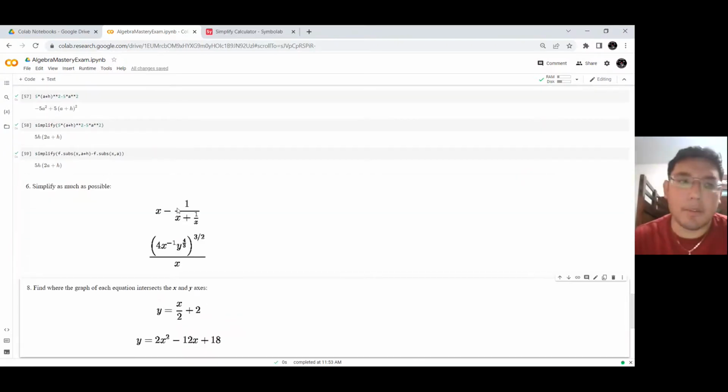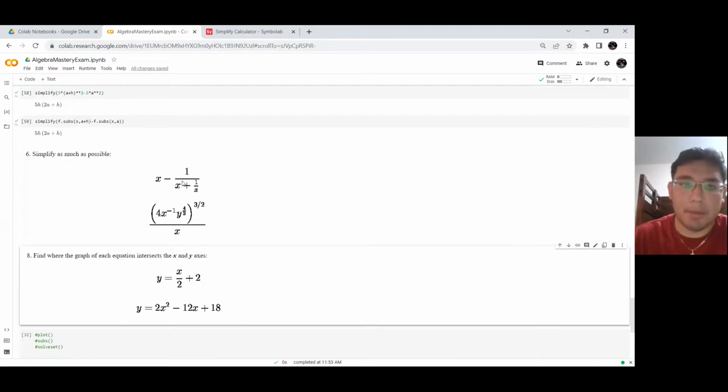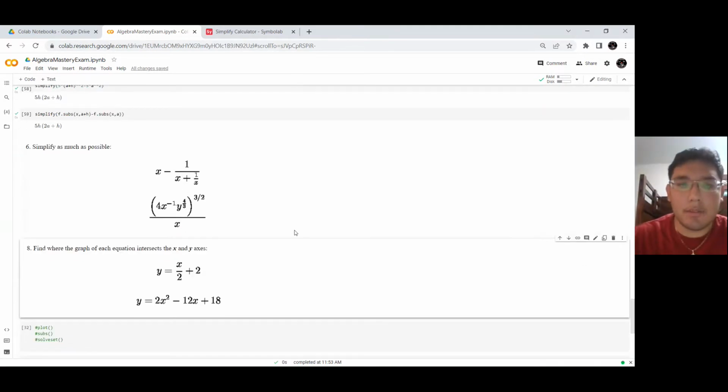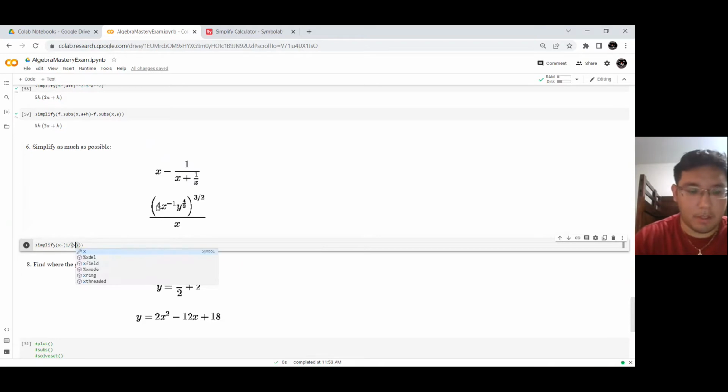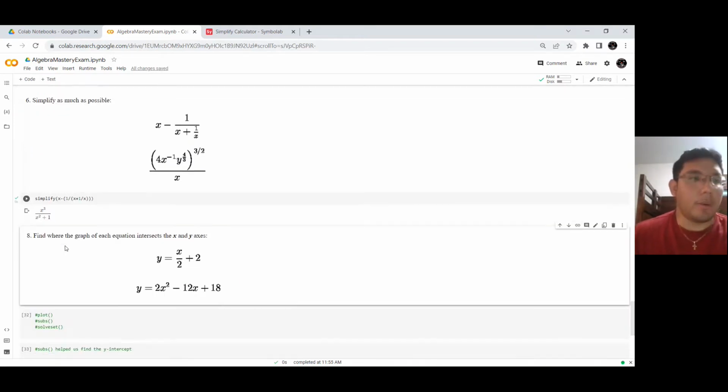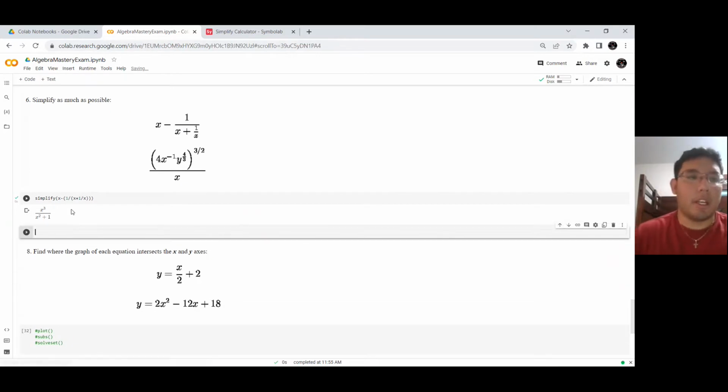So for problem 6, we're going to be simplifying as much as possible. So in this case, we can just use the simplify command. So simplify for the first part. Simplify x minus the fraction 1 over x plus 1 over x. And there we go. That's as much as we can simplify.